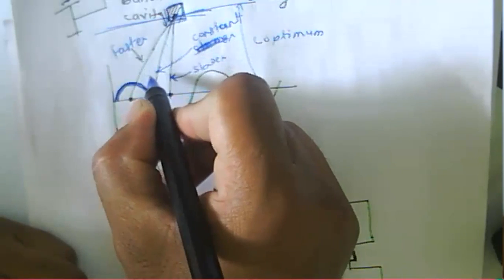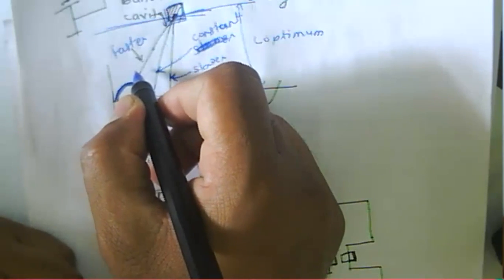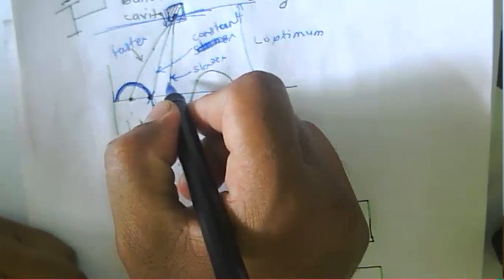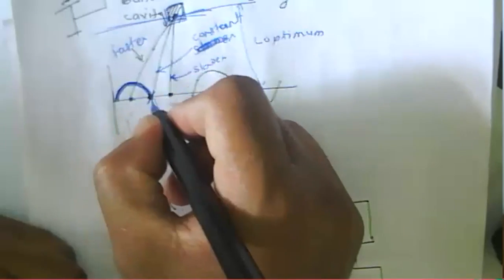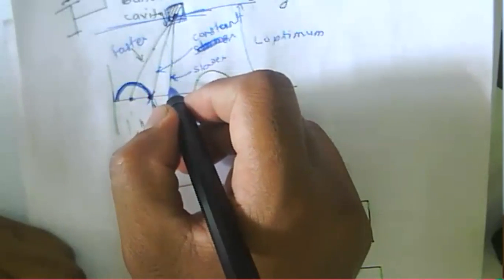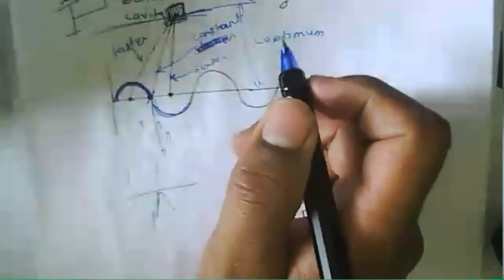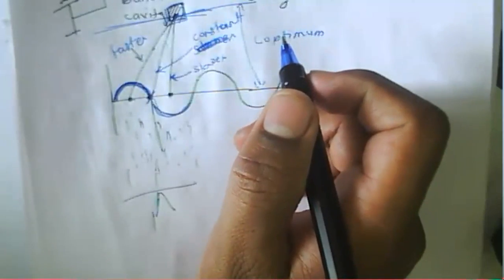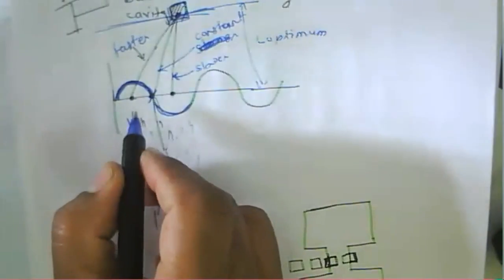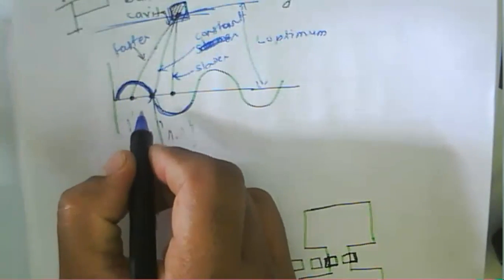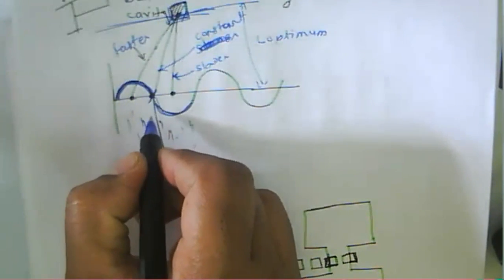Velocity will not change. Now the variation in the velocity of the faster electron, slower electron, and constant velocity electron, that variation in the velocity is called velocity modulation. All of you remember that? Why is it called velocity modulation? Here is the variation in the velocity of the electron due to the RF field. So that's why it is called velocity modulation.